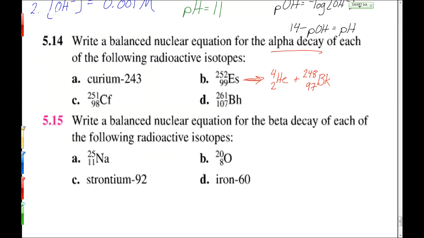So you just take the bottom number and put that, and find it on the periodic table. But the alpha always is going to make 4 on top and 2 on the bottom. That's an alpha particle, a helium nucleus. The top number is the mass number, and the bottom number is the atomic number.